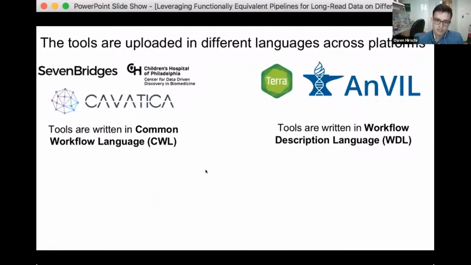However, one of the problems with analysis on platforms like Cavatica and Terra is that tools are written and uploaded in different workflow languages on each platform. Specifically, on Cavatica, tools are written in the Common Workflow Language, while tools on Terra are written in the Workflow Description Language. This may not be problematic for some who use one platform for their data, storage, and analysis, but there exist labs like ours who have data on both platforms and would like to perform identical analysis on both, but need to ensure the equivalency of these tools uploaded on these platforms in their respective languages.